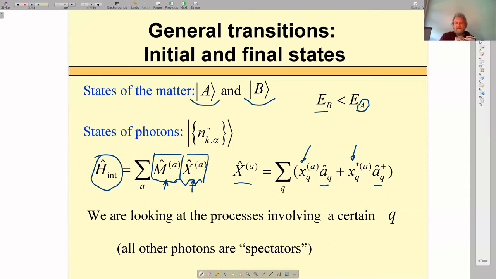So as we will see, we have here summation over Q, which labels the states of the photons. And right, we can set apart the processes which involve different Q's. So let's concentrate on a process where Q is certain. So we know with which boson state we operate.